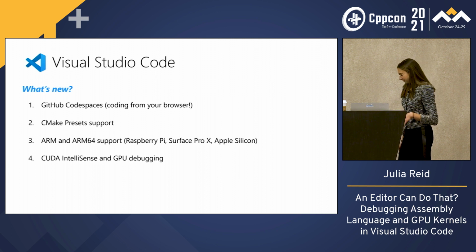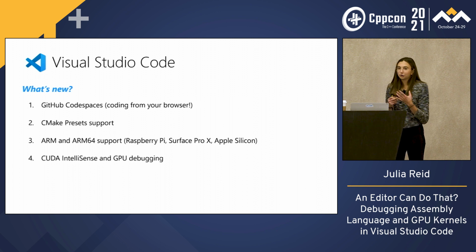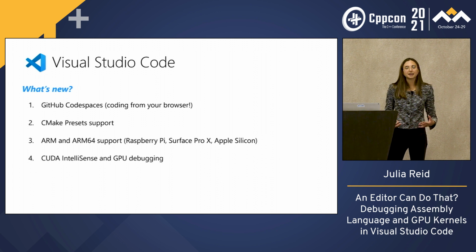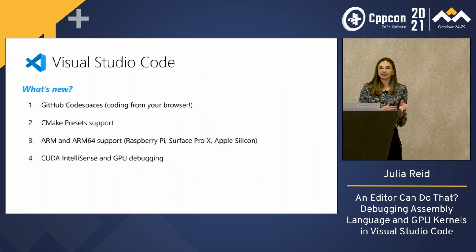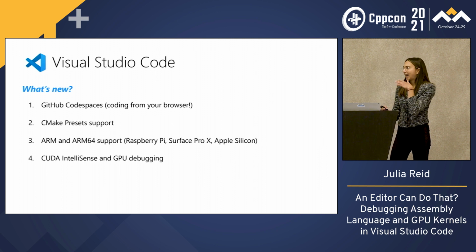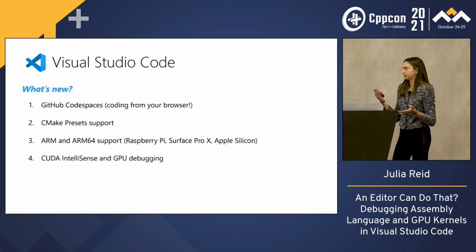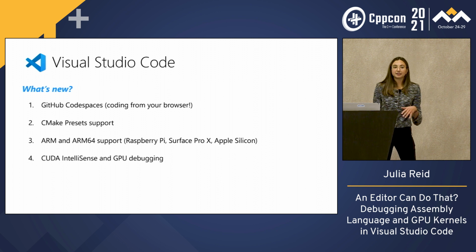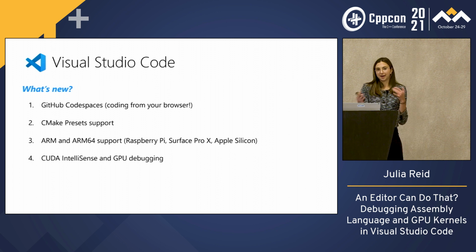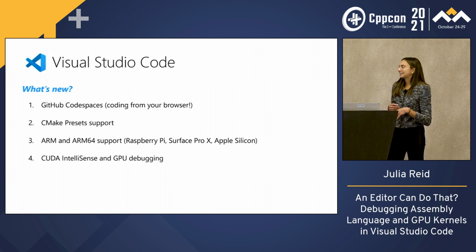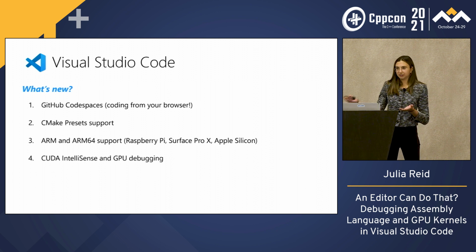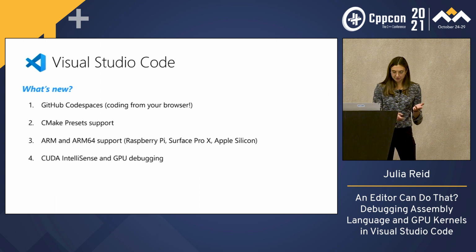Another new experience in VS Code this year is for CUDA programming. So CUDA is a parallel programming platform that enables developers to interact directly with the GPU, achieving massive amounts of parallelism. And earlier this year, Microsoft and NVIDIA partnered together to light up the CUDA development experiences in Visual Studio Code. And that involves IntelliSense for CUDA files and CUDA code embedded within C files. And it enables you to actually debug GPU kernels. So I'll be demoing this for you today as well.